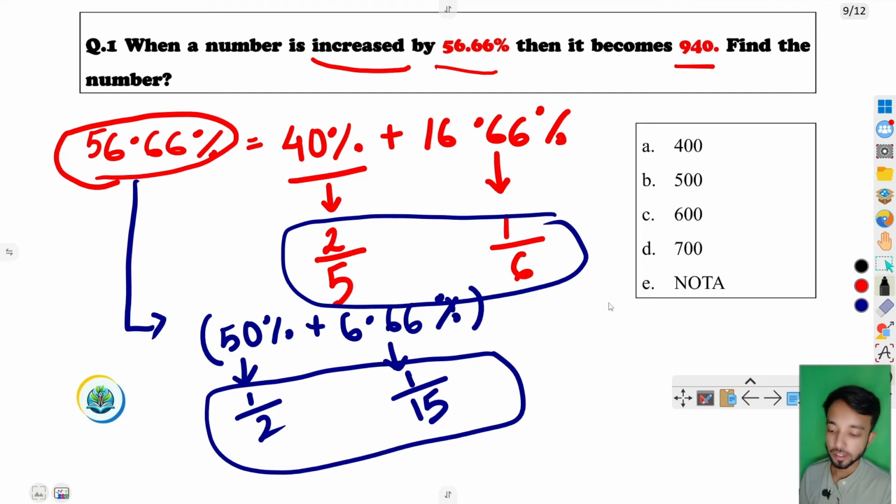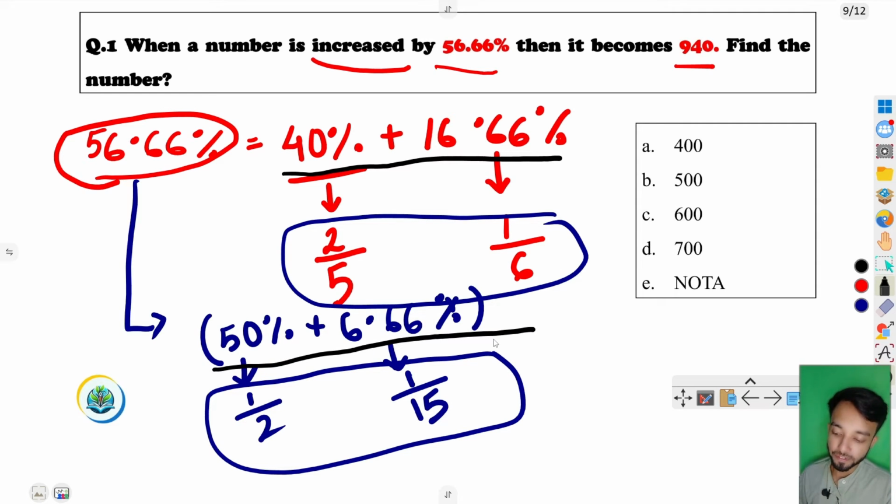But that depends upon your own choice and preference. You can also do it as 40% plus 16.66%, or you can also do it as 80% plus 6.66%. Whichever is easy for you, you can do it. Ultimately we'll get the same answer.